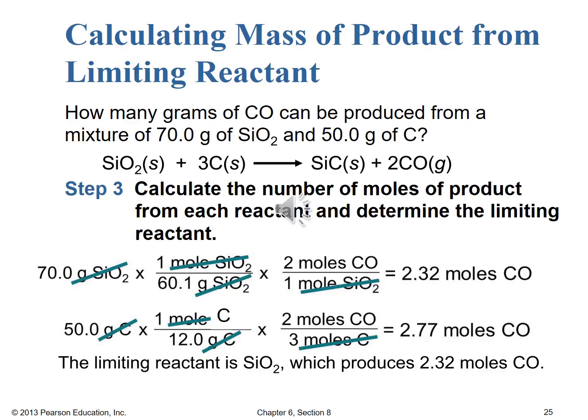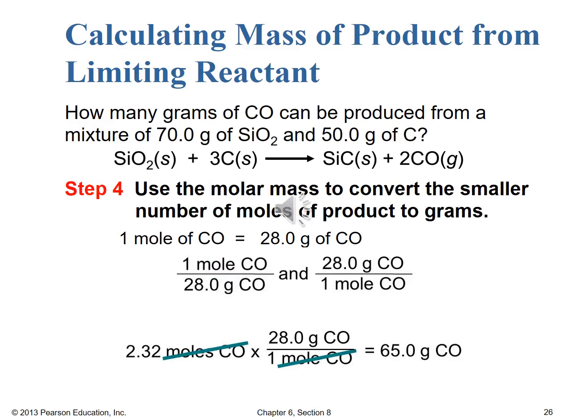And even though we had a higher gram mass of the SiO2, on a mole basis, at least in terms of how many moles of CO it can produce, it produces less than the smaller mass of carbon. So there we have it. We've identified the limiting reactant. Now finally, we can move on to step 4, where we use the molar mass to convert the smaller number of moles of product to grams.